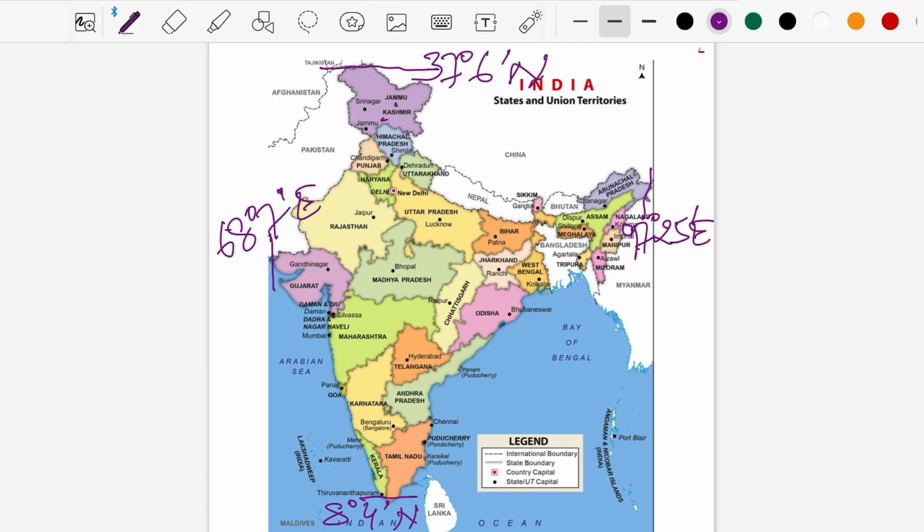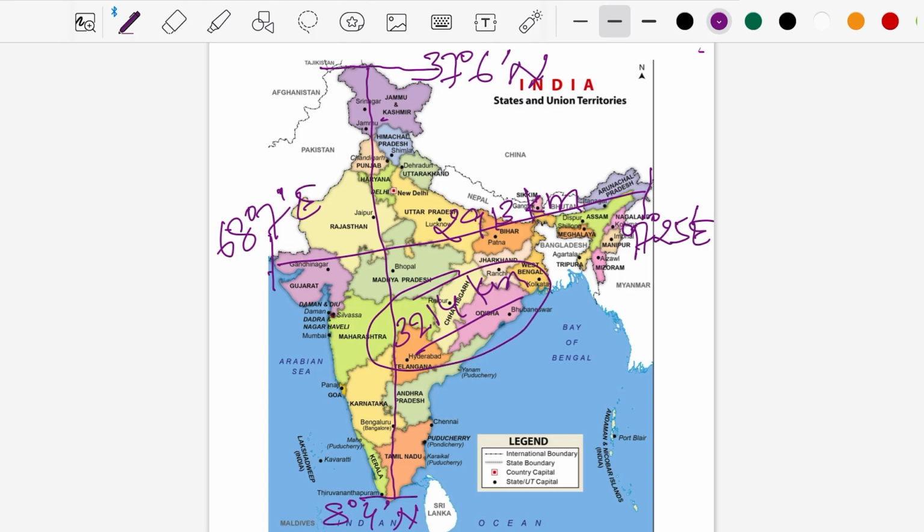Now if you talk about the length from north to south and west to east, if you draw the line like this from north to the south, this distance is 3214 kilometer. And from west to east its length is approximately 2913 kilometer. So north to south it is 3214 kilometer, and west to east the length is 2913 kilometer.